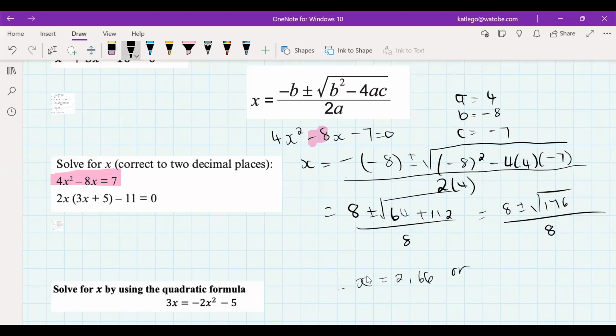8 minus the square root of 176 divided by 8. Yes, negative 0.66. There you go, guys.